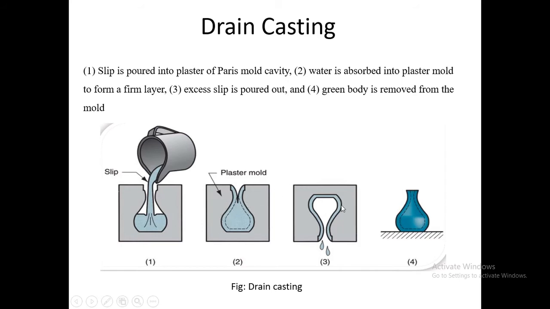Next, in the third step, the excess slip is poured out. By reverting the mold, the excess slip will be poured outside the mold cavity, and thereby the green body is obtained from the mold, and it will be hollow in nature. By following drain casting, the hollow object will be obtained.